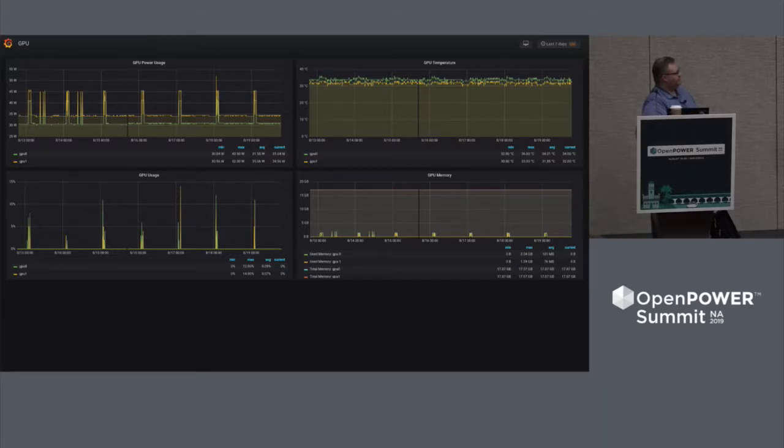This is the power usage of the GPUs that are running, the temperature of the GPUs, and then this is actually showing the usage of it. So you can see when each job runs. I think there's only a couple of jobs running on it currently, but you can see that it's running and how much memory it's using. It's not using a lot, but it's really, really good.